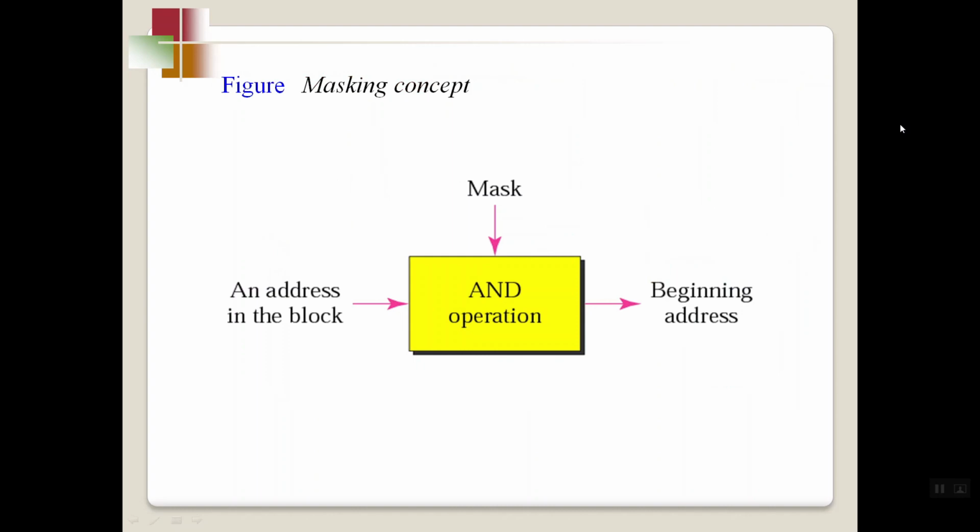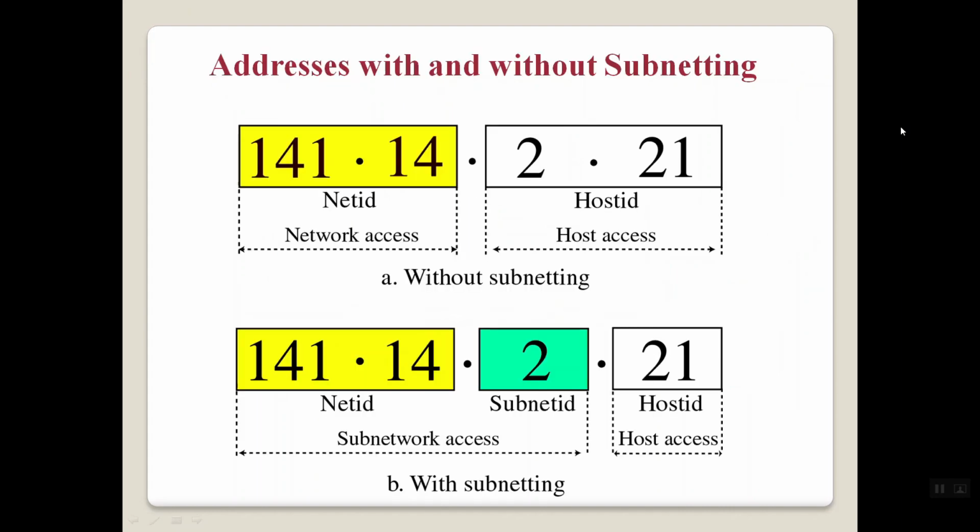Now we are going to the next thing, that is masking. What is masking? An address in the block is called a mask when an AND operation is used over the address at the beginning of the address. So the first segment needs to be masked with the AND operation, and thus it is converted to the masking address.